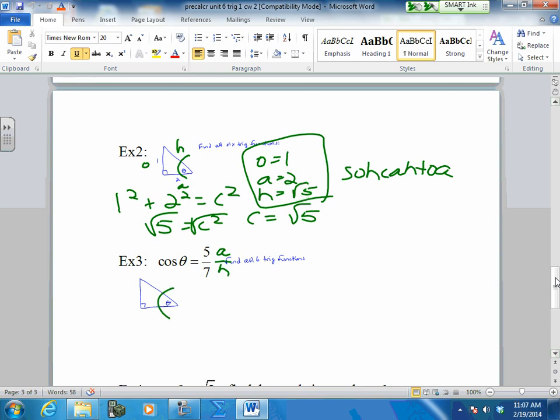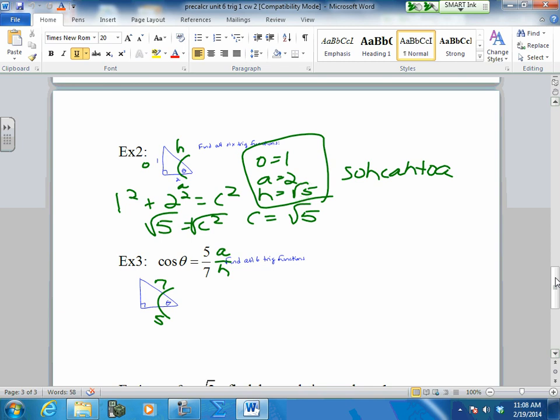Rachel, did I lose you? Where? I had to use SOHCAHTOA because we were not on a circle. Is that all right? Opposite, adjacent, hypotenuse. So now, here's my adjacent, here's my hypotenuse. How do I find my missing side?